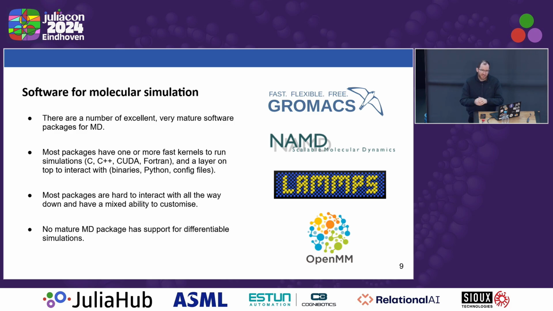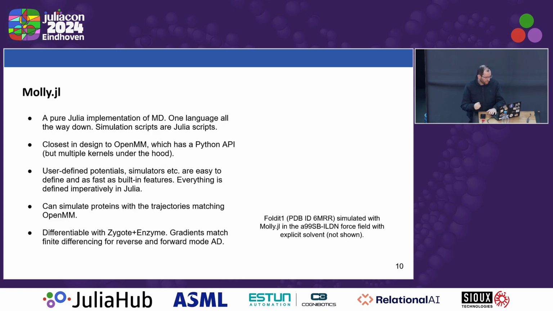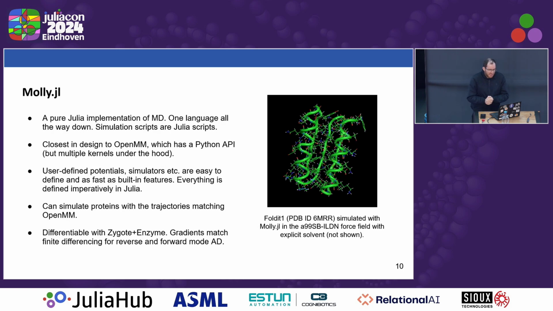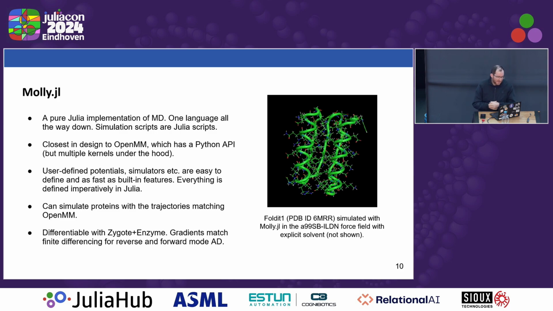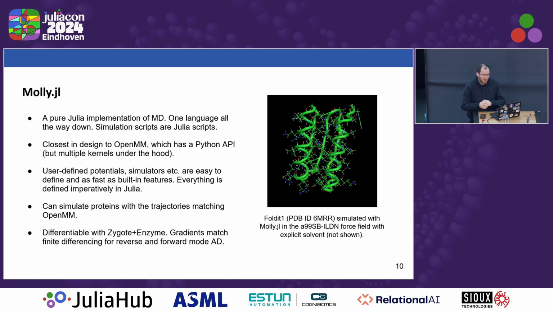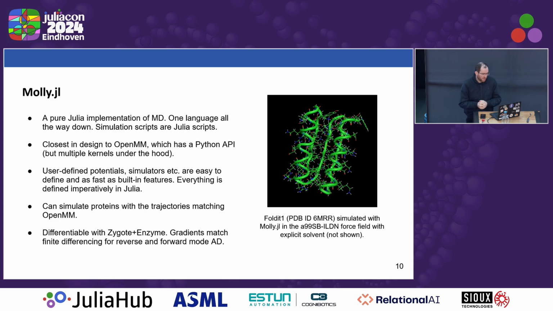And that means that most packages are hard to interact with all the way down, because at some point you run into this two-language barrier, if you like. And no mature MD package has support for differentiable simulation, which I'll describe later, but basically means taking gradients through the simulation itself. So what is Molly? It's a pure Julia implementation of molecular dynamics. One language all the way down. A simulation script is just a Julia script.